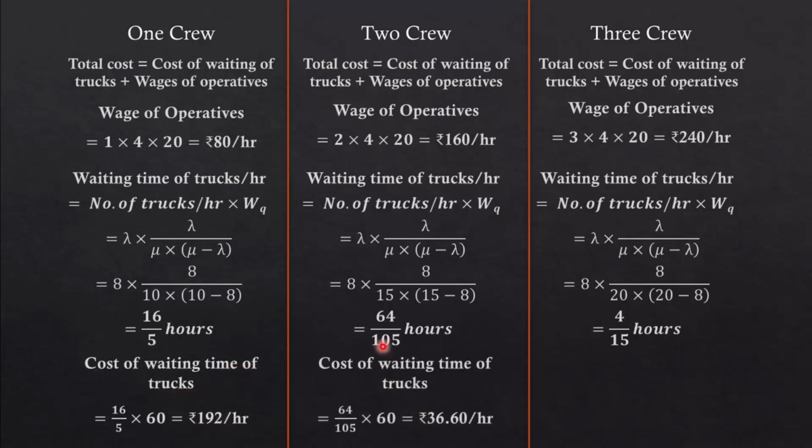Similarly, this can be calculated when there are two crews. So the cost of waiting of trucks is 16 by 105, which is this, multiplied by 60. It is coming as rupees 36.60 per hour. Similarly, here also the cost of waiting time of trucks is equal to 4 by 15, which is this, multiplied by 60, and it is coming as rupees 16 per hour.